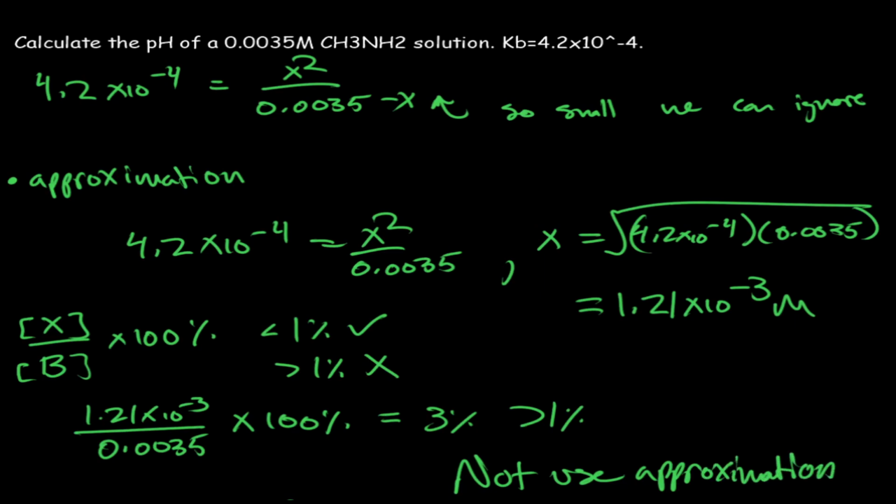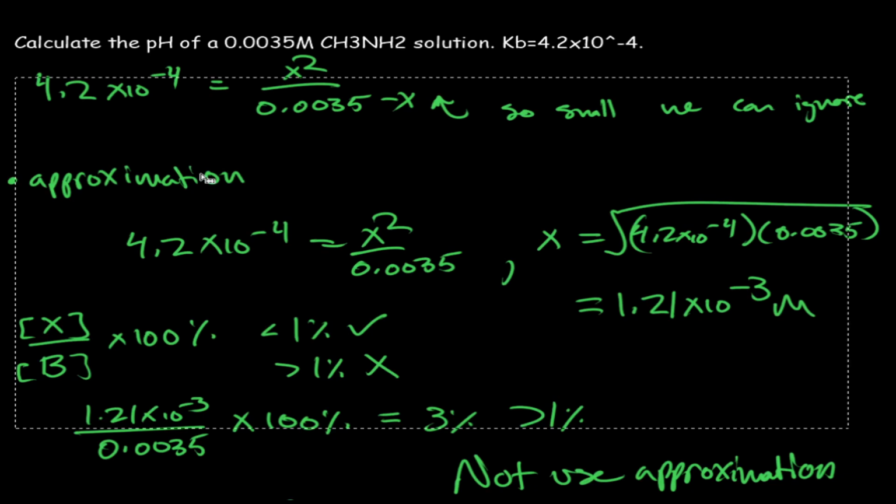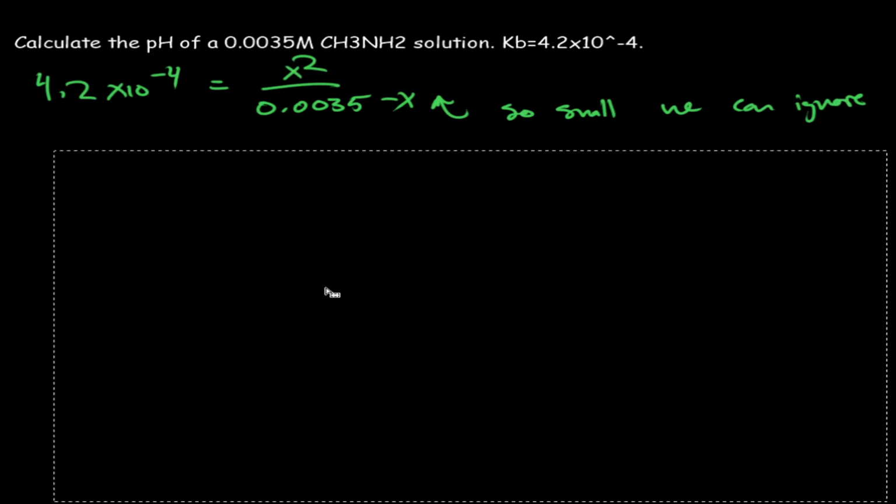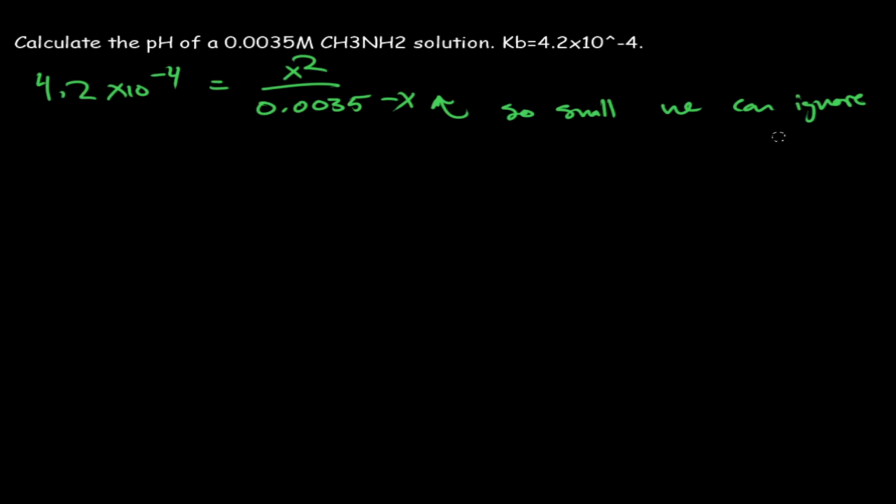Okay, so since our x divided by b times 100% is greater than 1%, we're not going to be using the approximation. We have to be using the quadratic formula. Okay, how do we use the quadratic formula? The quadratic formula is pretty simple to set up. The way we use it is by rearranging this equation. We're going to multiply both sides by 0.0035 minus x.